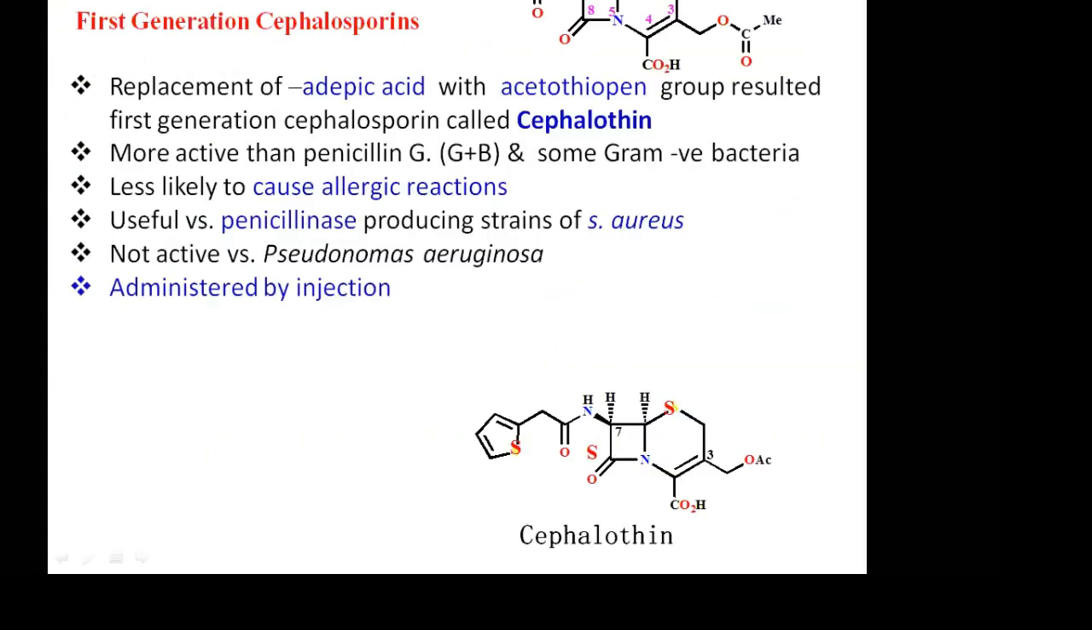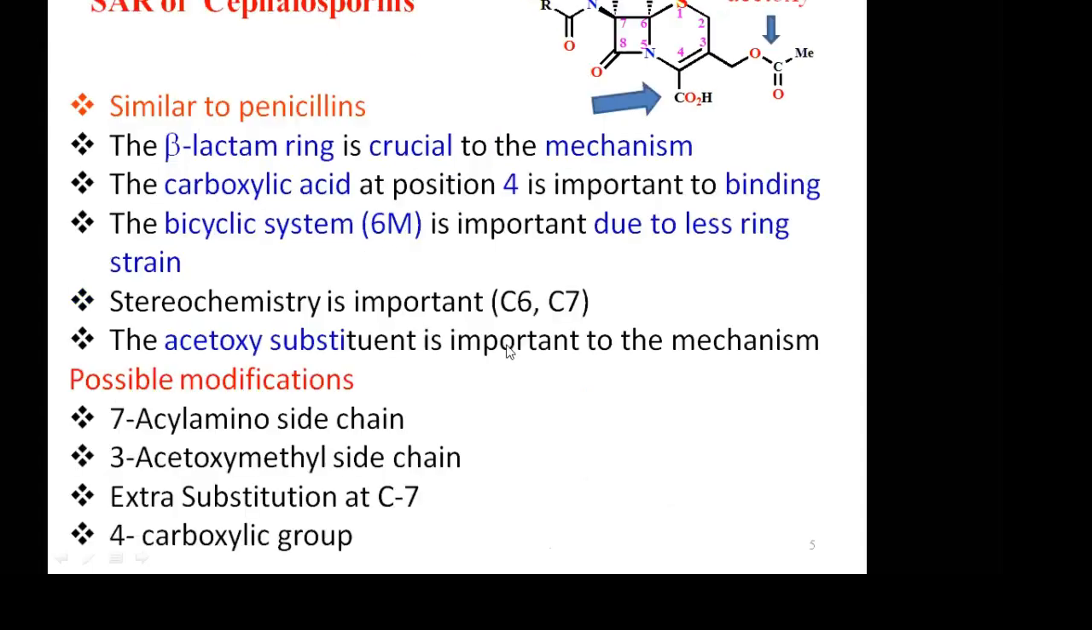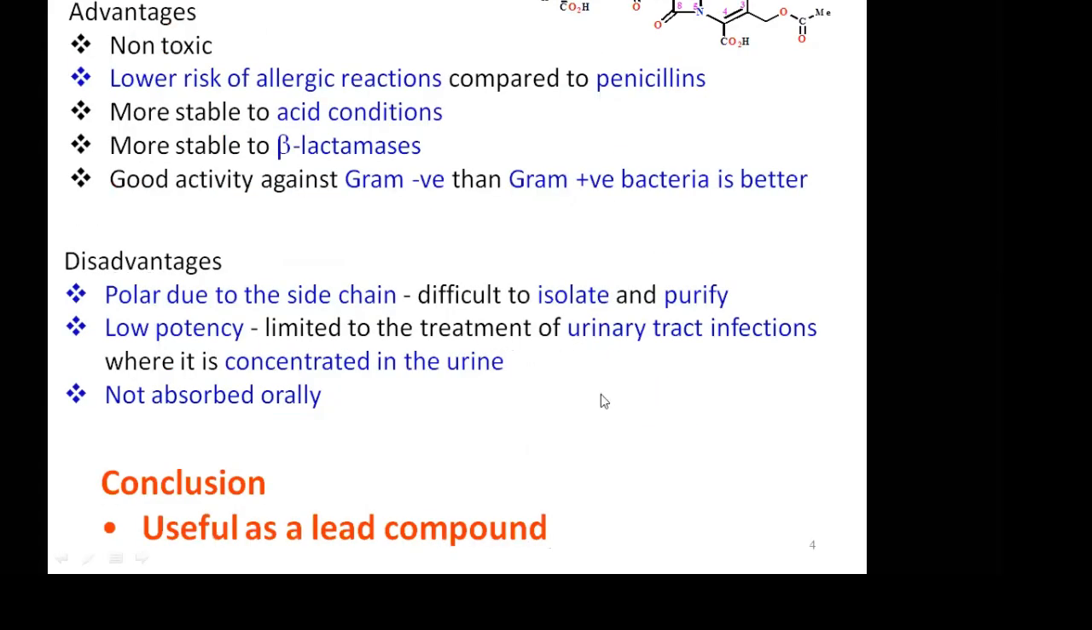Okay. Now you see, what have they done? Adipic acid. What is it? Cephalosporin C. There was a problem with isolation. To avoid that, they replaced the adipic acid portion. Adipic acid is this one. This is the adipic acid portion.